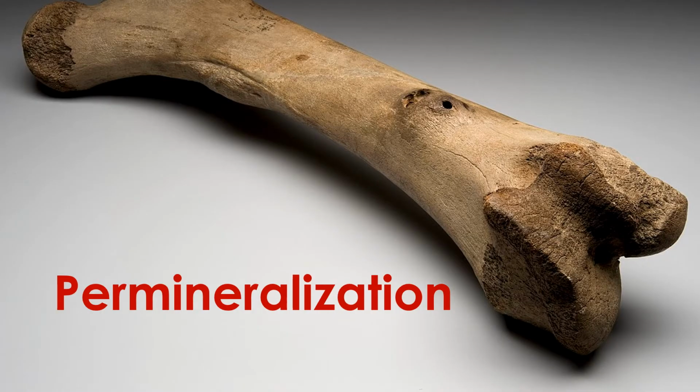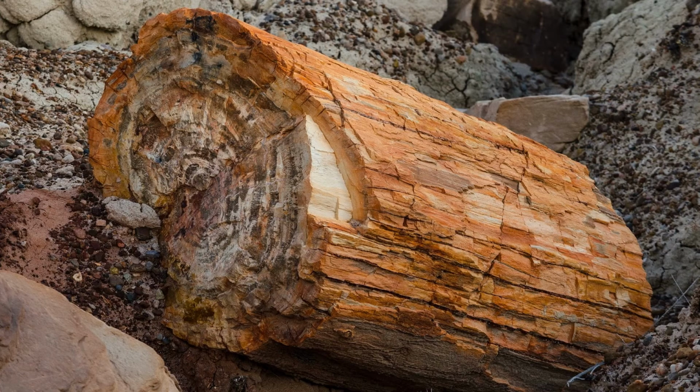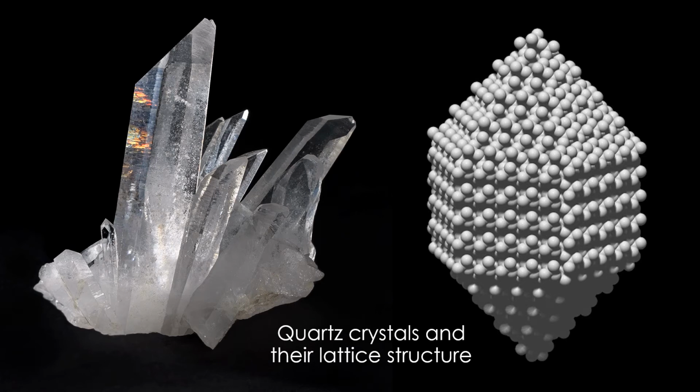One specific example of authigenic mineralization is permineralization. Permineralization is the process of fossilization that occurs when minerals fill spaces within organisms, creating three-dimensional casts of their bodies. Petrified wood, for example, forms through this process of permineralization. Petrified wood is usually composed of silica, the same material that makes up the mineral quartz.